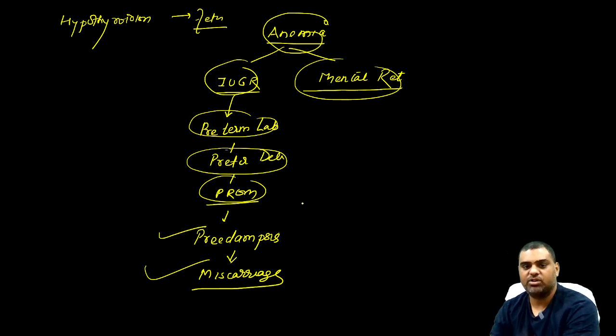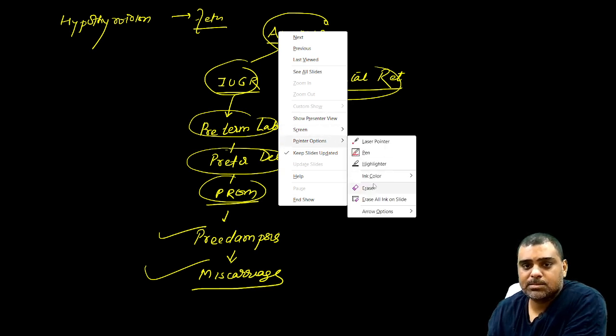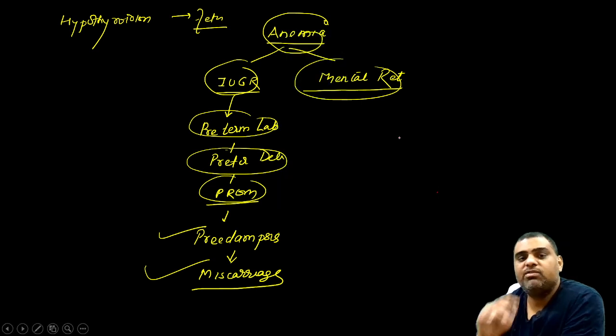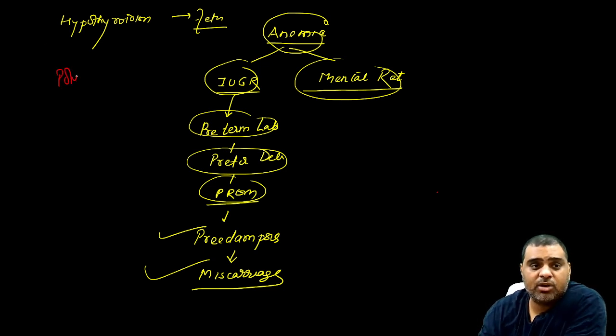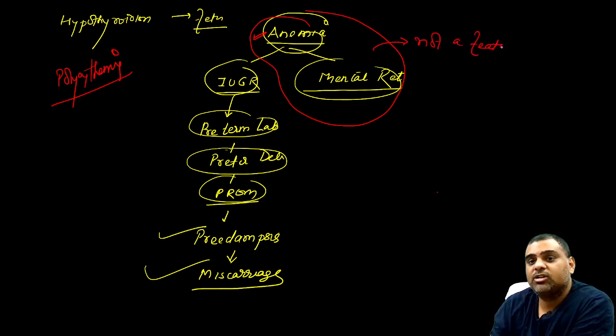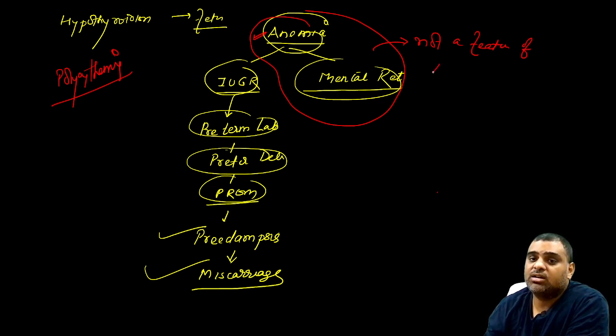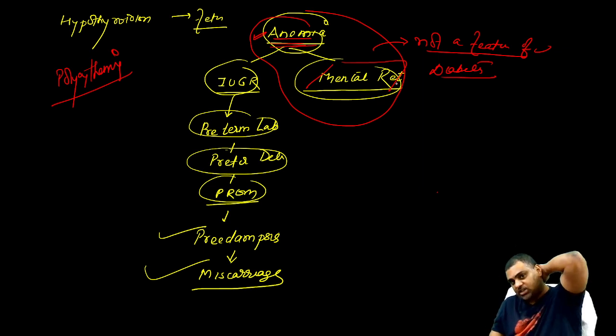Now, a very important point. When we were studying diabetes, we saw that the baby can have polycythemia. So please remember, in hypothyroidism we have anemia and mental retardation. These were not a feature of diabetes. This has been asked. Anemia and mental retardation are not a feature in case of diabetes. There we have seen even polycythemia. So this is what you have to understand.